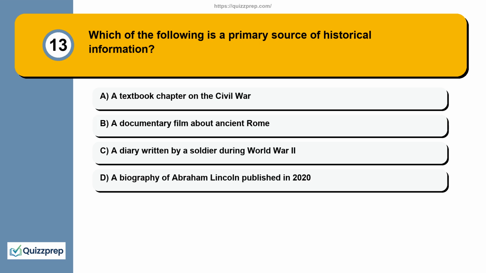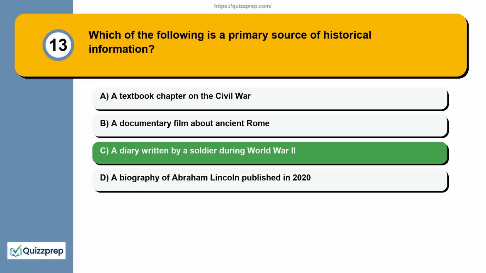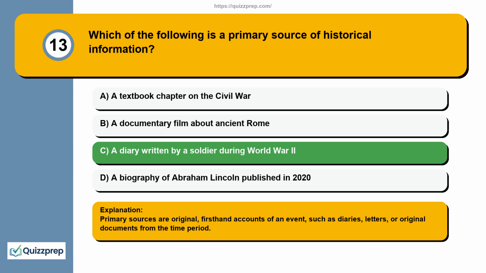Question 13. Which of the following is a primary source of historical information? Here are your options. Option A, a textbook chapter on the Civil War. Option B, a documentary film about ancient Rome. Option C, a diary written by a soldier during World War II. Option D, a biography of Abraham Lincoln published in 2020. The correct answer is option C, a diary written by a soldier during World War II. Explanation. Primary sources are original, first-hand accounts of an event, such as diaries, letters, or original documents from the time period.